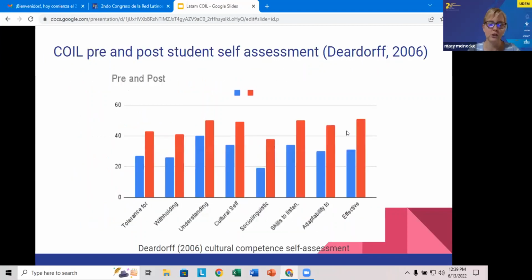Now, here is the chart that shows the difference in what the students thought about the increase in their cultural competencies. I'll leave the chart up here for a moment so you can take a look. Now, this was a 7-week COIL collaboration. Seven weeks is a short time, but we did see a significant improvement in those 7 weeks.